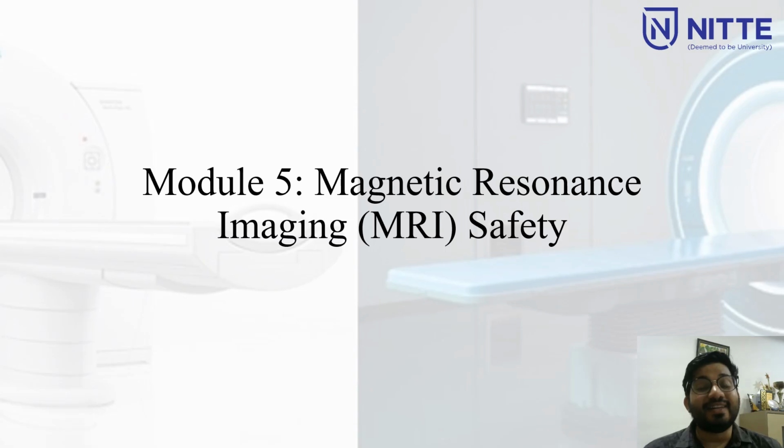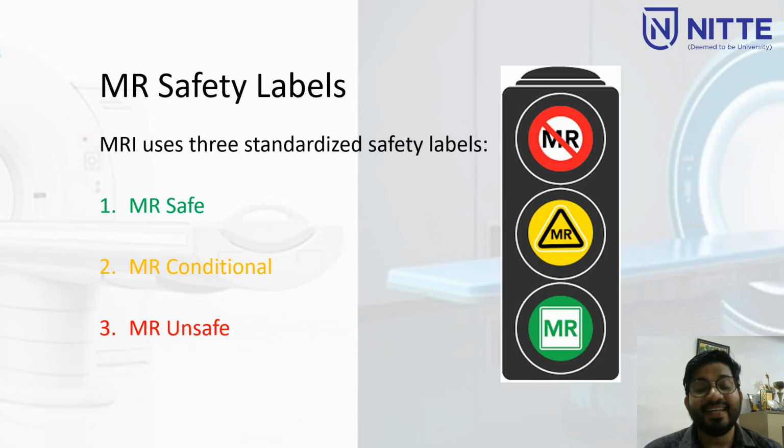Let's go to the second part of magnetic resonance imaging safety. So you can look into the classification of MRI safety labels here. MRI uses three standardized safety labels. One is MR safe, second one is MR conditional, and the third one is MR unsafe. So in this session we will be discussing in detail about the safety labels in MRI.